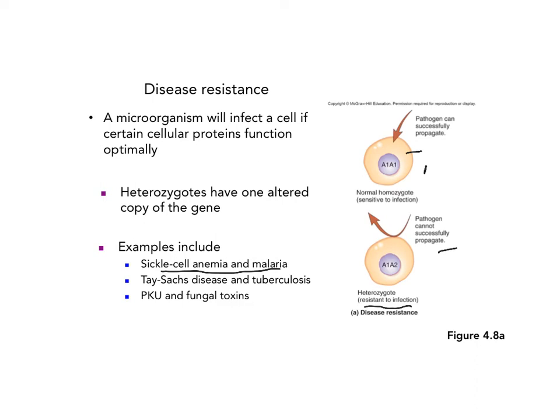high levels of malaria, it's better for you to be a heterozygote than it is for you to be homozygous and not have any of the symptoms of sickle cell. Now, obviously, if you're homozygous for the mutated allele, then that's got your other problems. Two other examples of this are Tay-Sachs and tuberculosis, and then also PKU, and that belief that heterozygotes have a defense against fungal toxins.